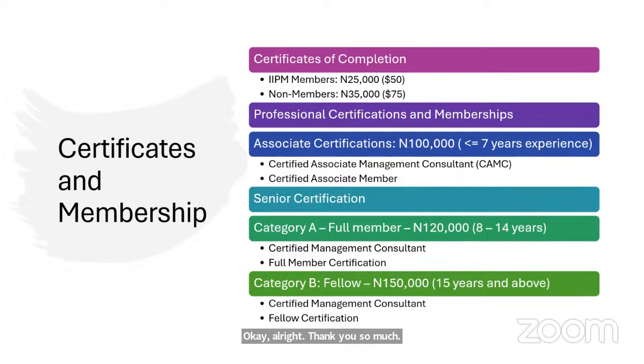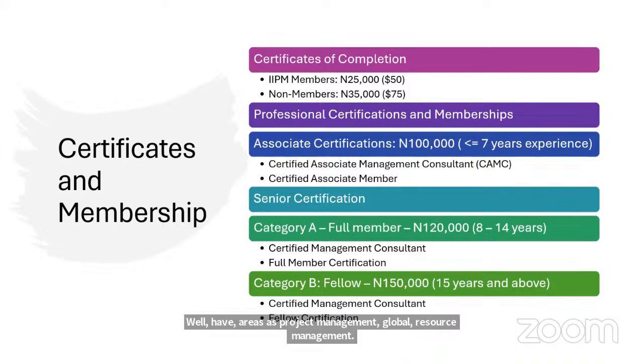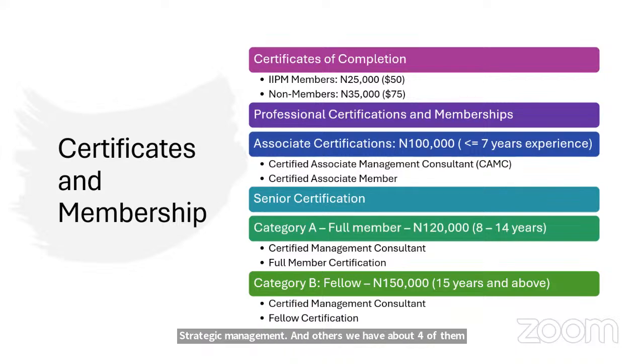Now, the information will still be passed, but next year we'll be starting our executive master's in business administration programs, which is going to be a 1-year full program. So from next year, March, April, we'll be launching those programs. If you're interested in running an executive master's in business administration, you're welcome to join us. We'll have areas such as project management, global human resource management, strategic management, and others. We have about 4 of them, and business management as well. So if you're interested, just pay attention to your email and across the WhatsApp groups too. All the information will be coming your way.